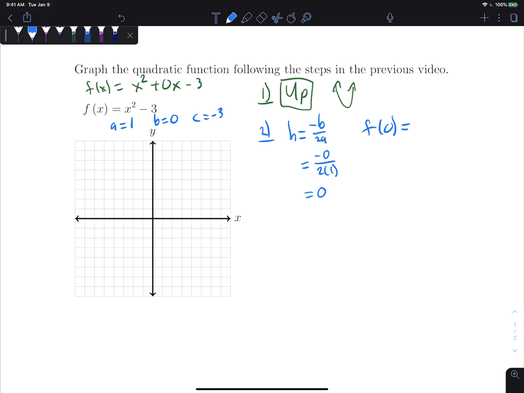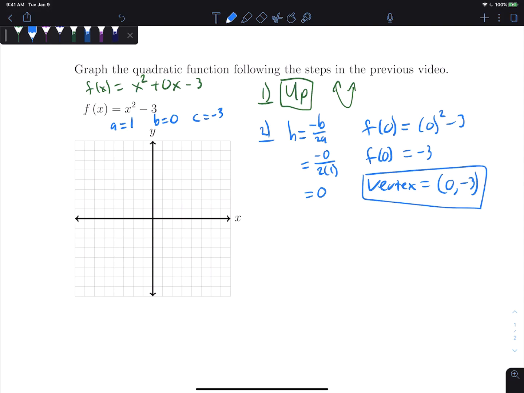To get the y value, I go ahead and plug 0 into the function. That gives me 0 squared minus 3, and simplified, that's negative 3. Therefore, the vertex is the coordinate 0, negative 3. Outstanding. I'm going to go ahead and graph that real quick. So 0, negative 3 is right there. Notice that the function's opening up, so we are, in fact, going to have x-intercepts.